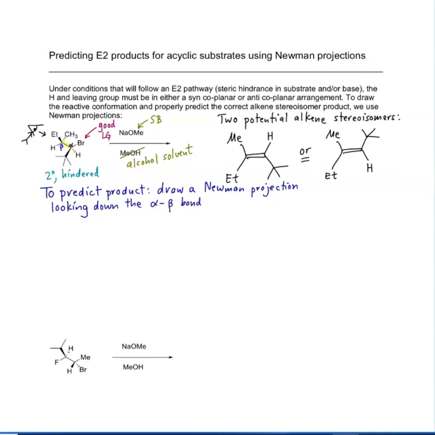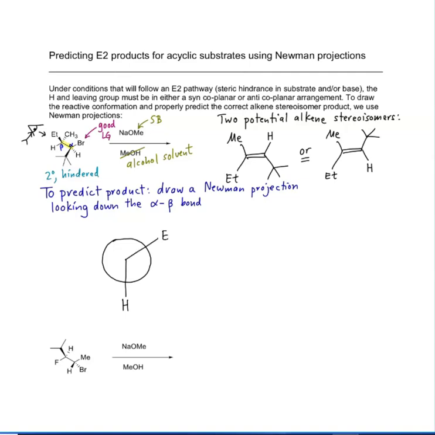Okay, so let's do that. All right, so from the point of view that I've shown in the structure up above, what you would see if you were looking down that bond with the beta carbon in the front is that the hydrogen is pointing down in front of you.